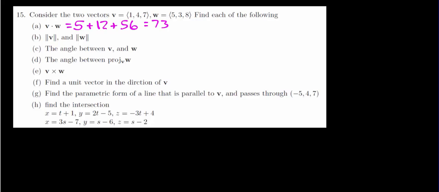Now we talk about the magnitude, the length of the vector. So the magnitude of V is going to be the square root of 1 squared plus 4 squared plus 7 squared.